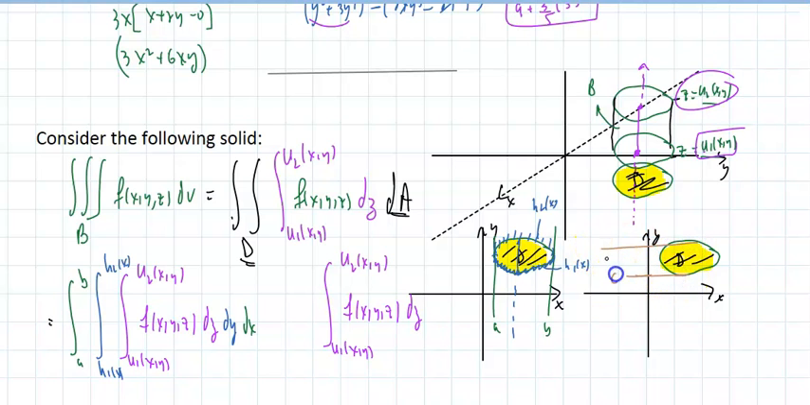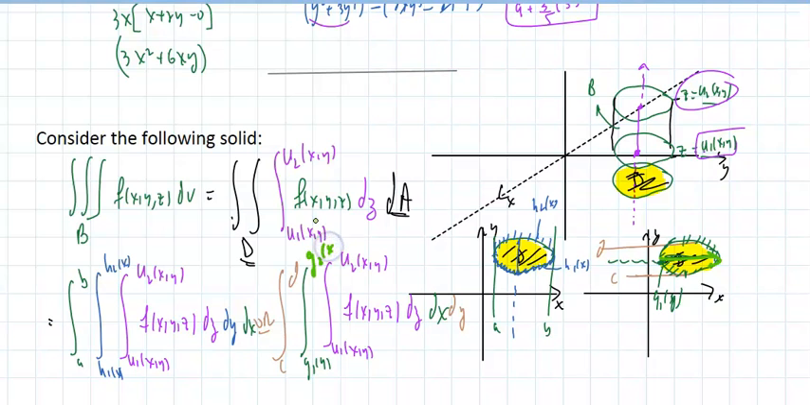Let's run y equals c to d, and in that case x would run from g1 of y and exits out of g2 of y. So you have that option.